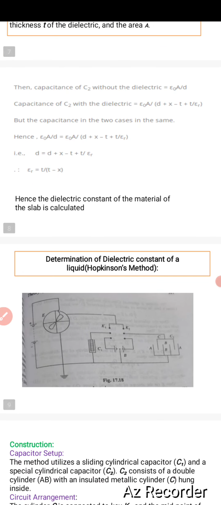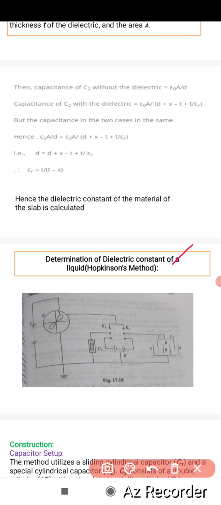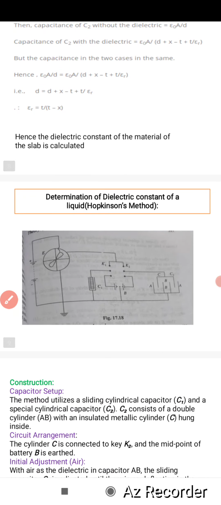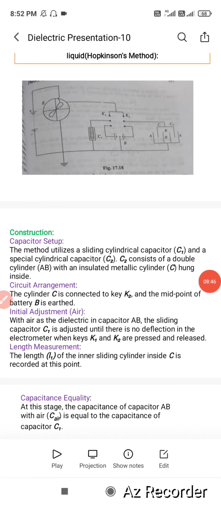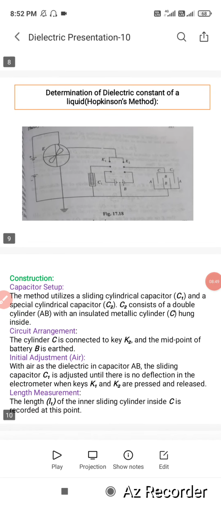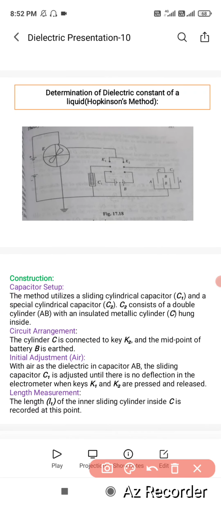Now we see the determination of the dielectric constant of a liquid by the Hopkinson method. The construction is as shown in the diagram. In this construction diagram, the capacitors are set up. This method uses a sliding capacitor C1 and a special cylindrical capacitor C2.